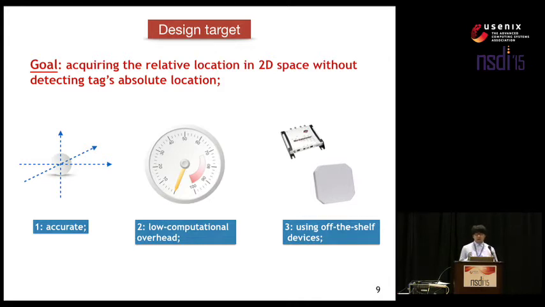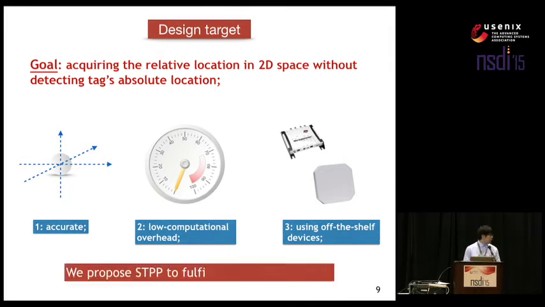Could we design a localization scheme that can directly acquire the relative location of the tags without detecting their absolute location prior? Basically, this scheme should be accurate. Also, this scheme should incur low computational overhead so that we can deploy it flexibly. Besides, such schemes should also use off-the-shelf devices so we can deploy it at low cost. And in this paper, we propose a scheme called STPP to fulfill this requirement.